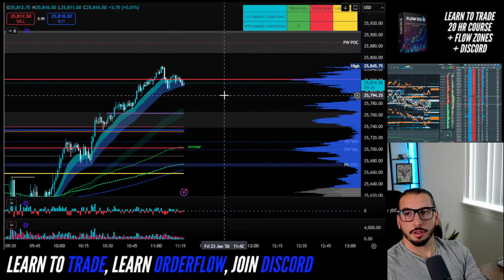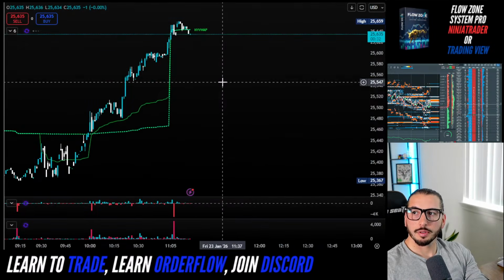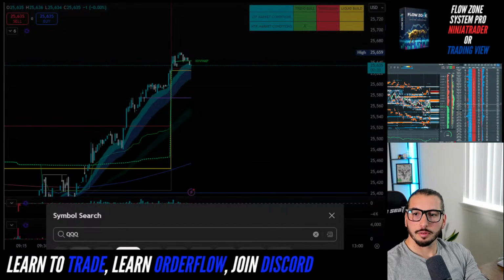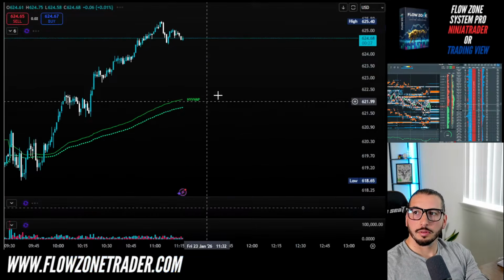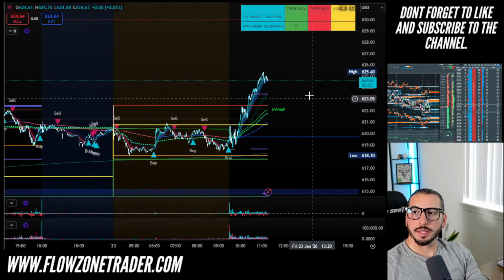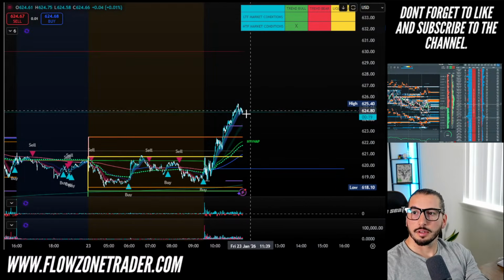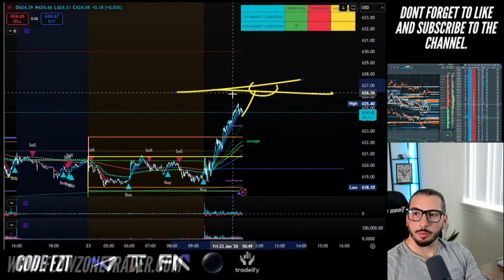And I took a look at QQQ. Well, it's going to be exactly the same as this, pretty much. $25s is the gamma level. If we get over 25s, then 27s is probably where we're going to try and come.